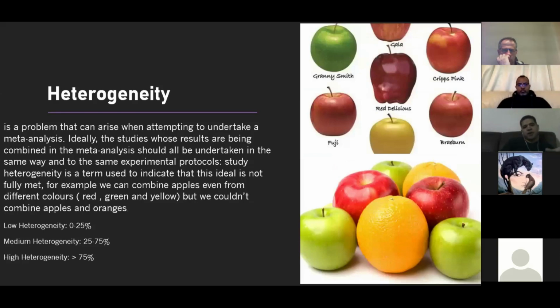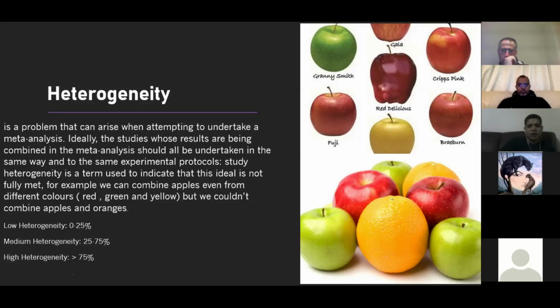Heterogeneity is a very common problem among meta-analyses. It happens when you are trying to combine studies that do not match each other. Remember, you can combine apples, whatever the colors, like green apples or red apples, but you couldn't combine oranges and apples. So we accept heterogeneity from 0 to 25%, and that is low heterogeneity. It's medium from 25 to 75, and it's very high after 75.